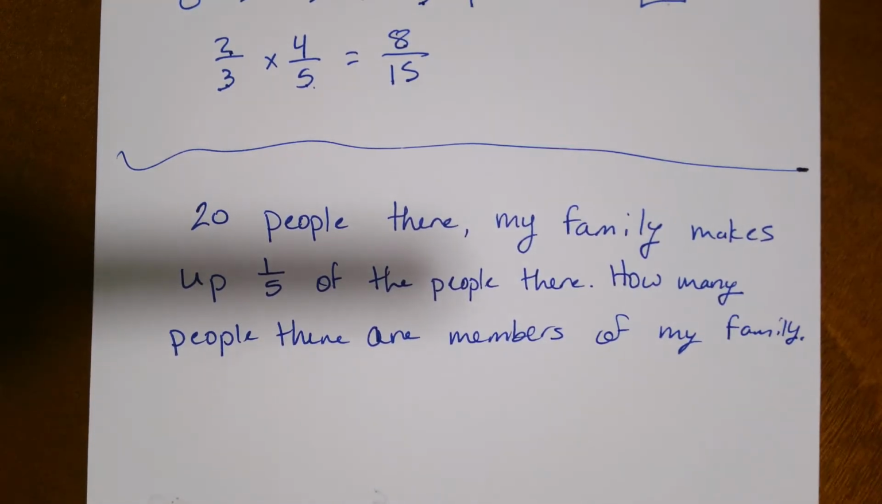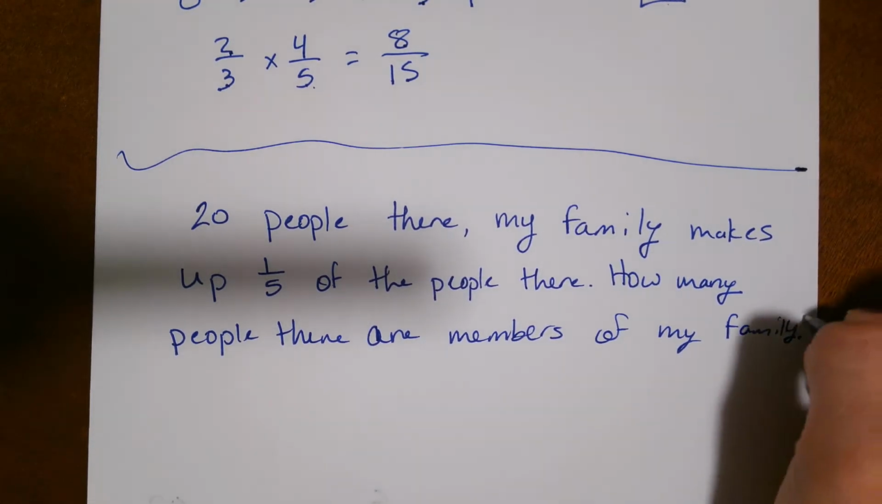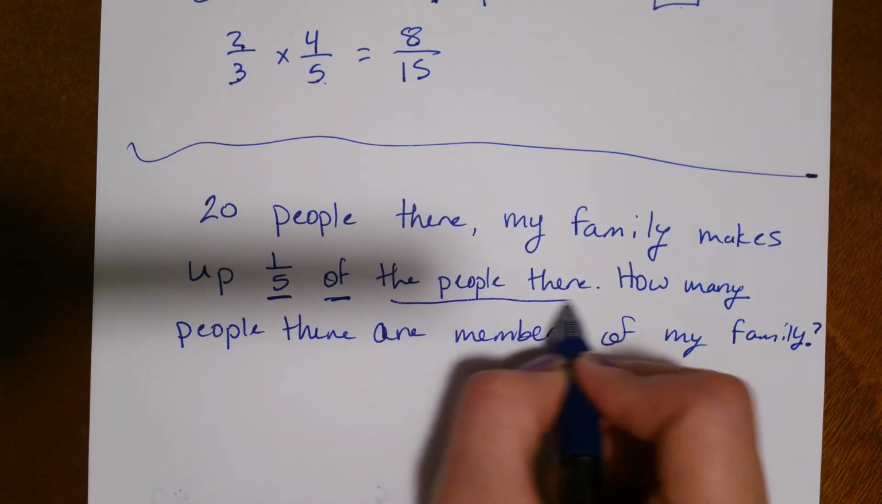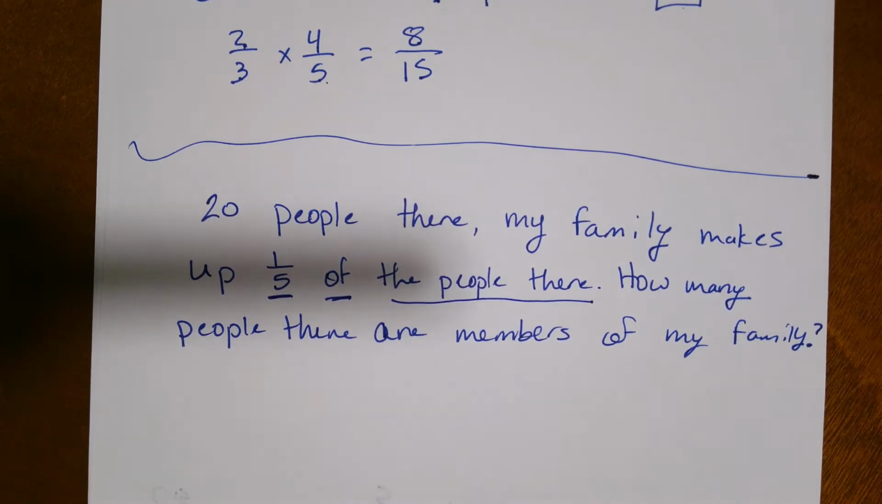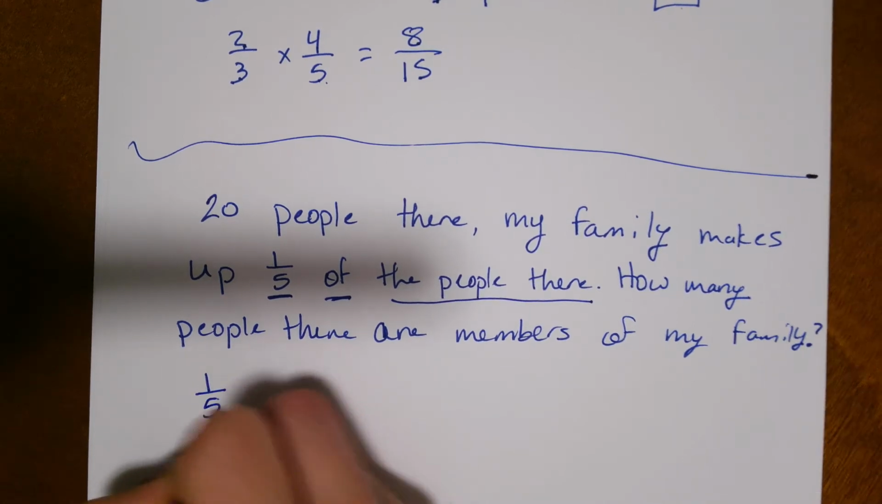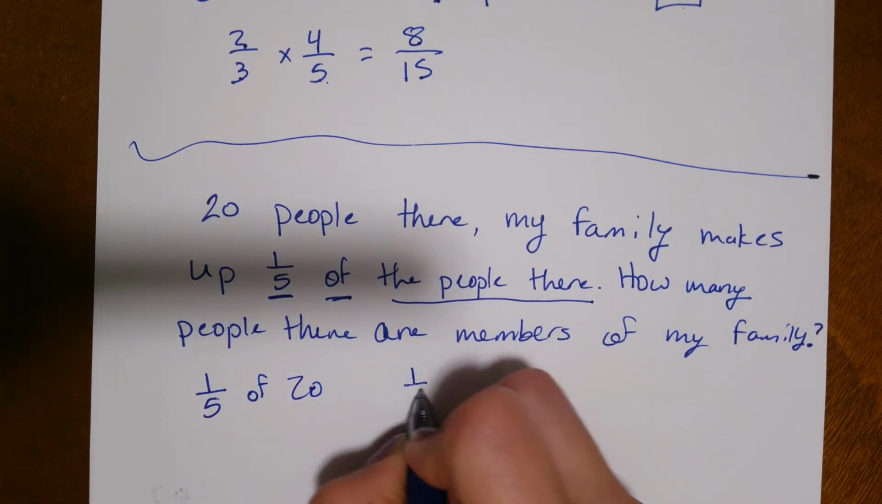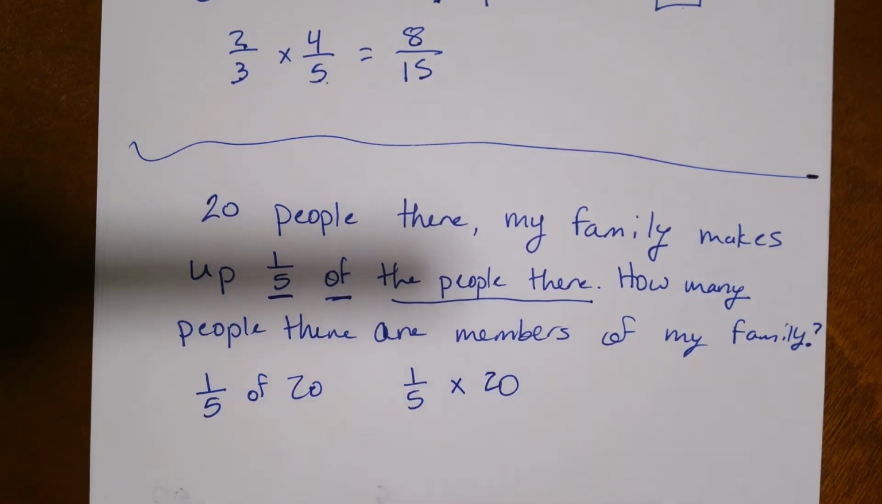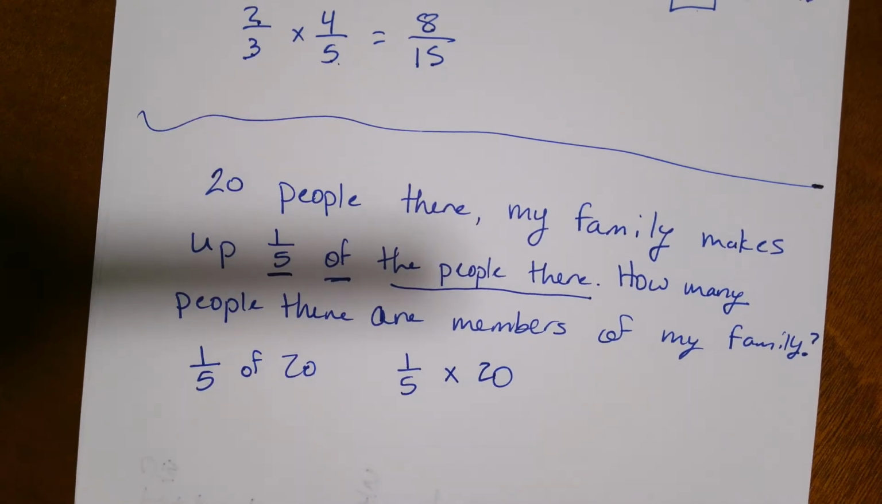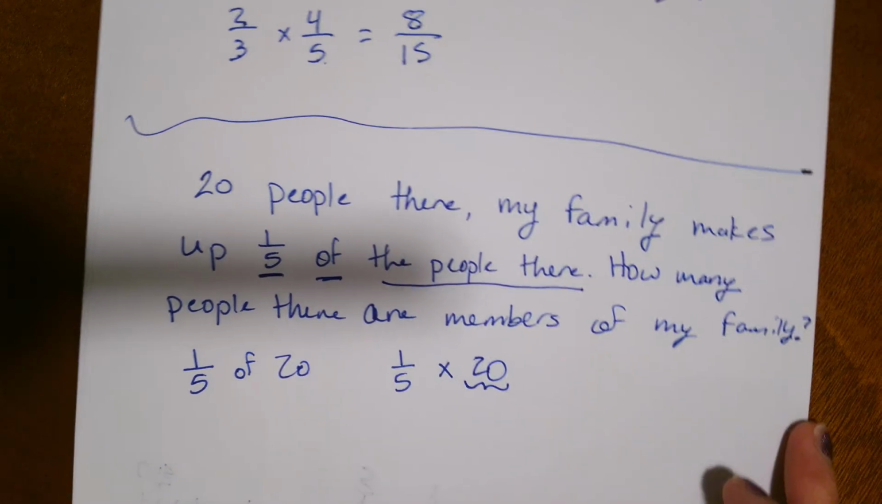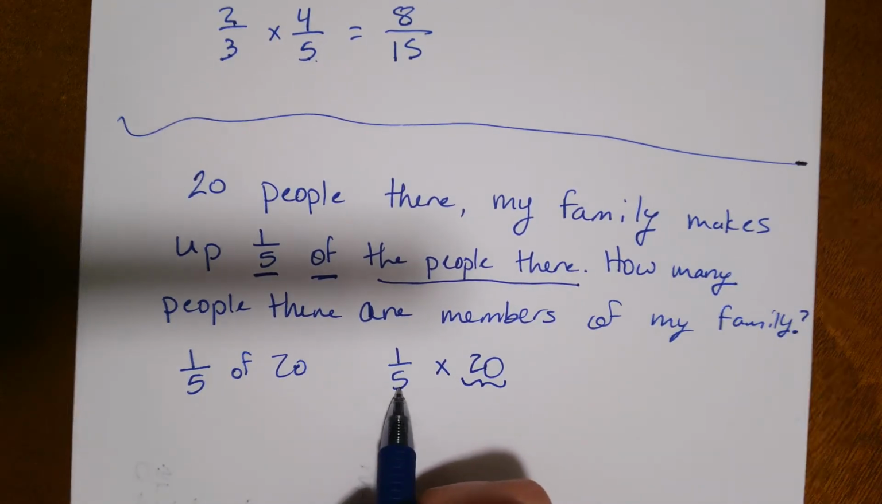All right, so we have 20 people at the social gathering. My family makes up a fifth of the people there. So how many people there are members of my family? Well, my family makes up 1/5 of the people there. And so we looked at that concept of multiplication. I'm looking at 1/5 of the 20 people there, and we know this means 1/5 times 20. So again, by definition of fractions, this means I'm taking my whole, all 20 people, breaking it into 5 pieces, and I'm going to take one of those pieces.